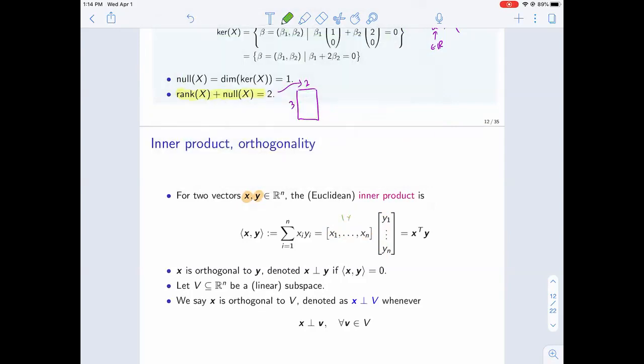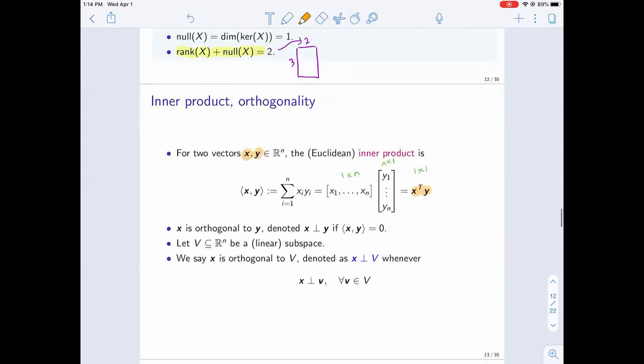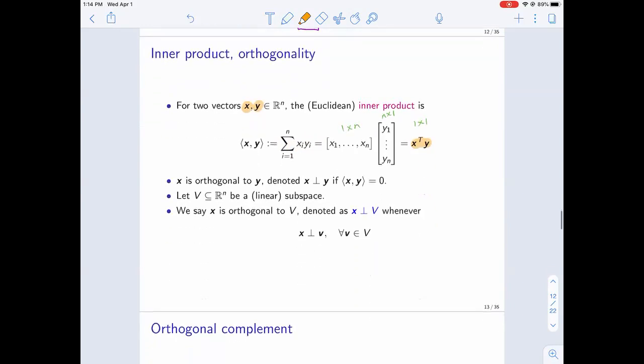It's like a 1 by n matrix. This is an n by 1 matrix. The result is 1 by 1. So you'd write something like x transpose y, and x transpose y is in fact equal to this summation. These are alternative ways of writing it. Then we say that x is orthogonal to y, and we write it as x perp y, if this inner product is 0. And this matches your intuition in R2 and R3. If you have two vectors that are orthogonal geometrically, then the inner product is 0.